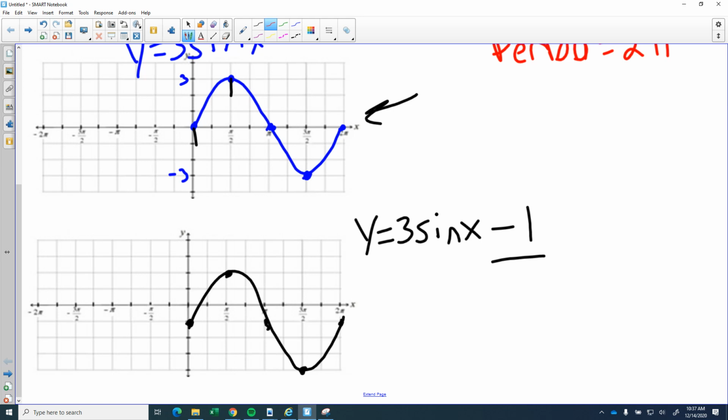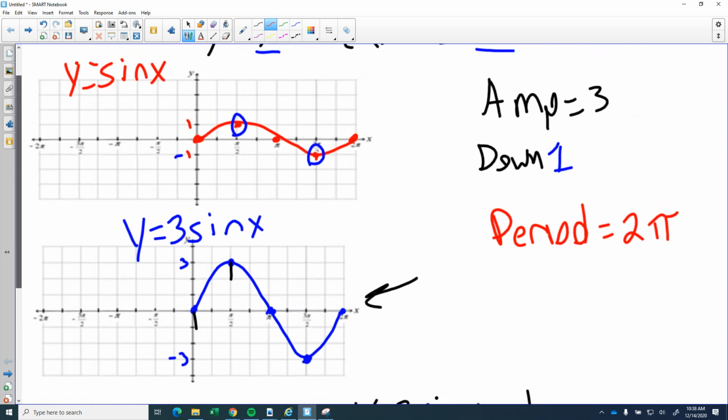So there's a key difference between an amplitude change and a vertical translation. An amplitude change physically is going to affect the highest and lowest points of your graph, or your max and your min. It's going to press them up to a higher point. While your vertical translation affects all the coordinates in your graph, it physically is going to move it up or down.